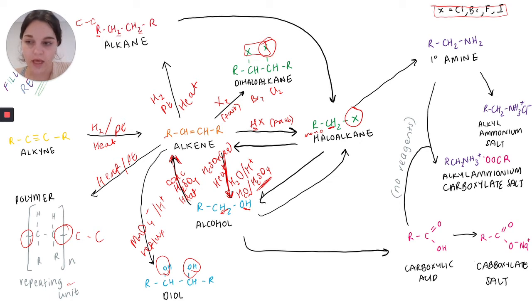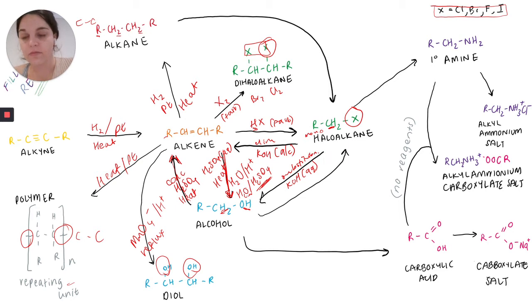Okay, looking at going from a haloalkane back to an alkene, we want to use KOH but alcoholic. Remember the opposite of that was using KOH that's aqueous, and then we go to the alcohol. So this would be elimination, this would be substitution.